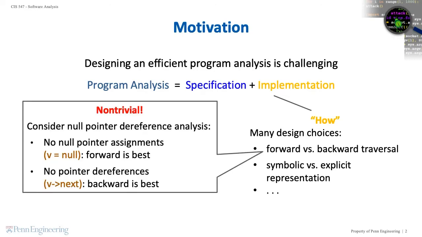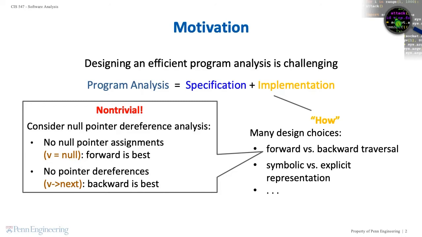Even the first choice, whether to traverse the program forward or backward, is a non-trivial decision. Consider, for instance, a null pointer dereference checking analysis. A forward traversal involves starting at locations in the program where pointers are set to null and checking if they can flow to locations in the program where pointers are dereferenced. A backward traversal involves doing the opposite, that is, starting at locations in the program where pointers are dereferenced and checking if locations where pointers are set to null can reach them.